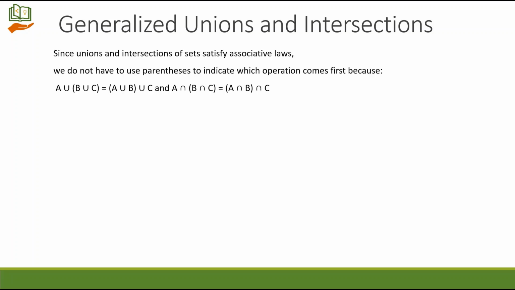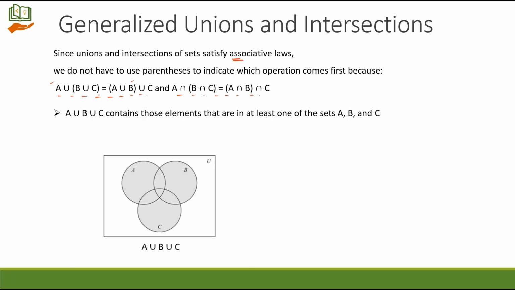Last video we were seeing set operations, where we discussed the union of two sets and intersection of two sets. This is about the union and intersection of many sets. Since union and intersection of sets satisfy the associative law, we do not have to use parentheses to indicate which operation comes first. It's because we know this side is equal to this side. Through the associative law, we confirm that we need not provide parentheses. So A union B union C contains those elements that are in at least one of the sets A, B and C. So A union B union C is the complete shaded region that you can see here.